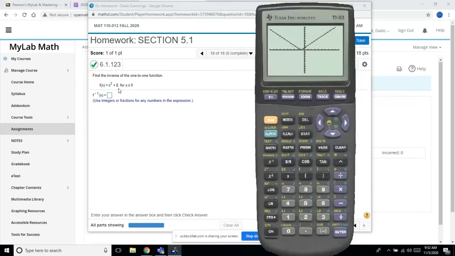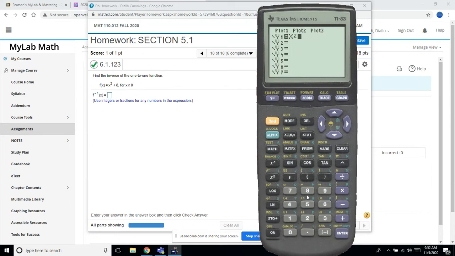Okay, first of all, let's talk about this function for a second. If I were to graph x squared plus 8 in the calculator, notice that I'm going to stretch this out just a little bit. I'm going to go into Window. I want to go to Y max, and I want to change that from 10 to about 30. I'm going to regraph.